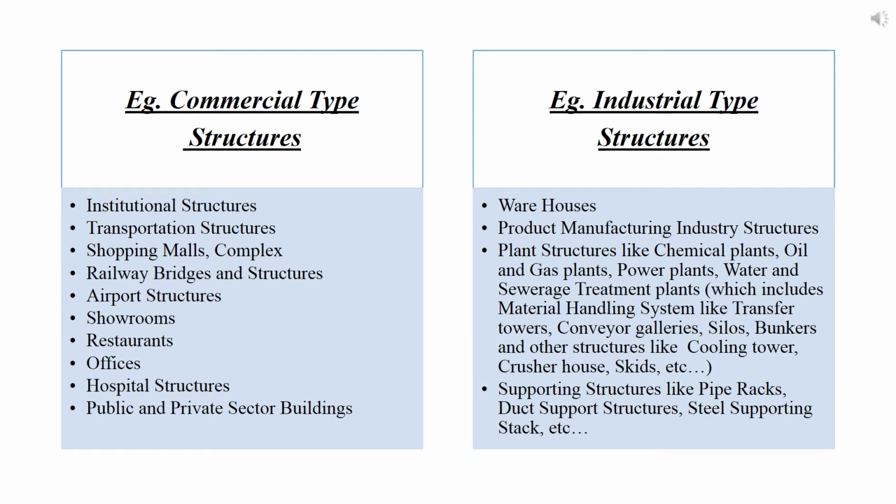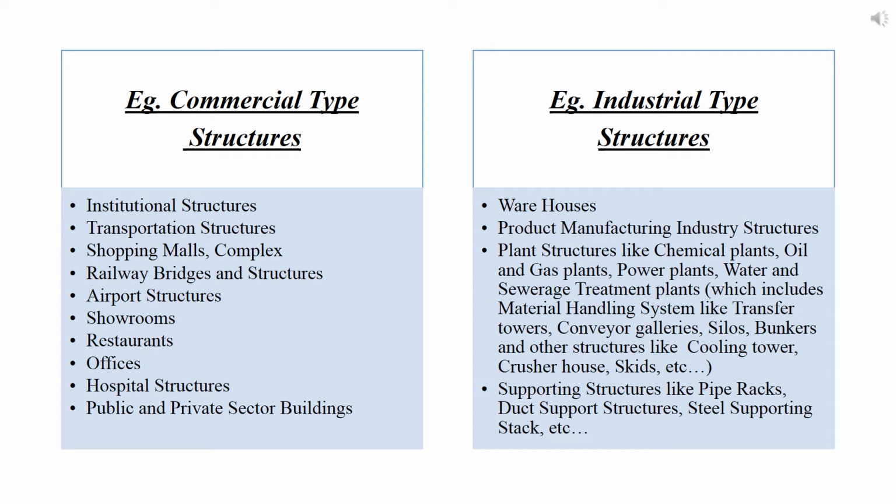These are a few examples of commercial and industrial structures. Commercial type structures are institutional structures, transportation structures, shopping malls, complexes, railway bridges and structures, airport structures, showrooms, restaurants, offices, hospital structures, public and private sector buildings.